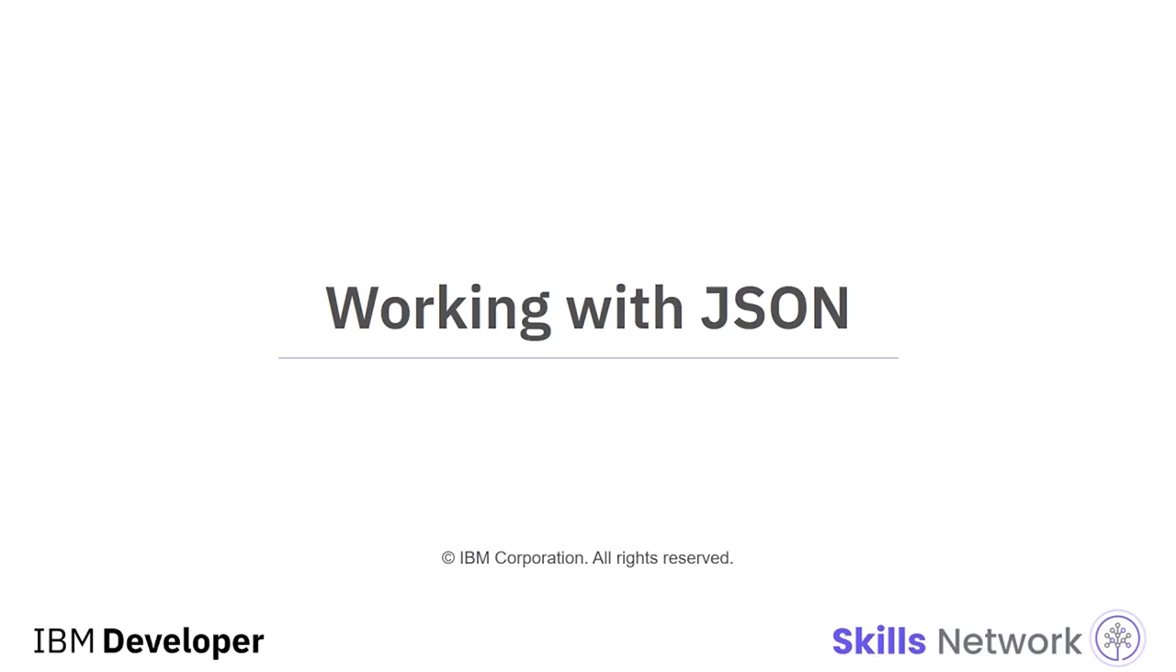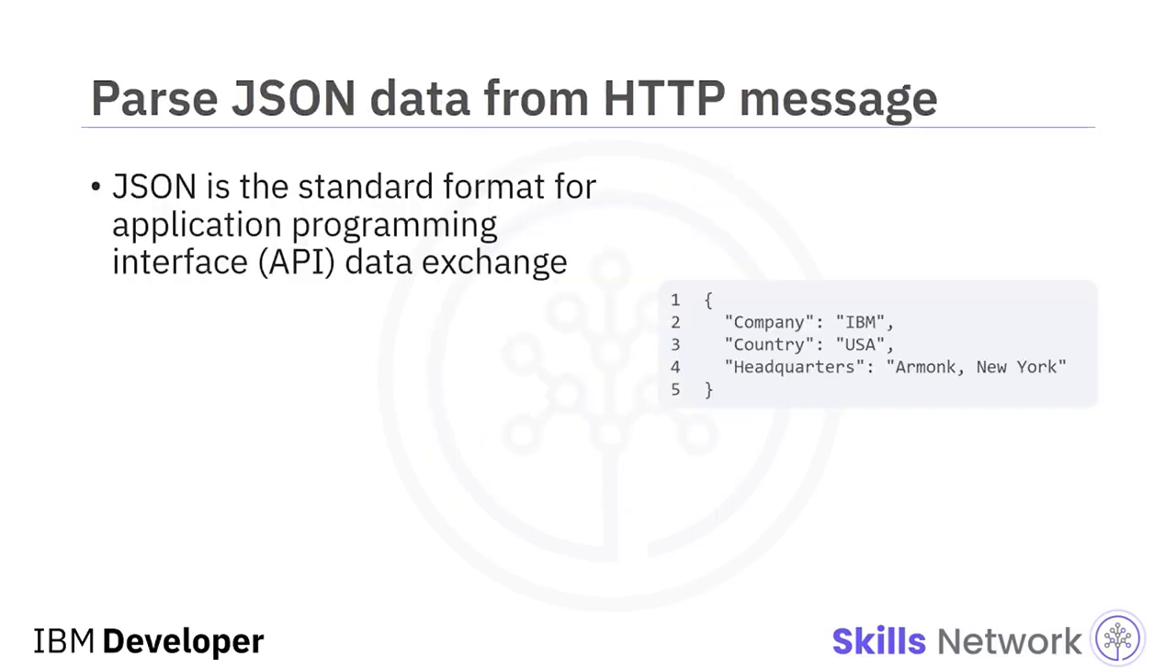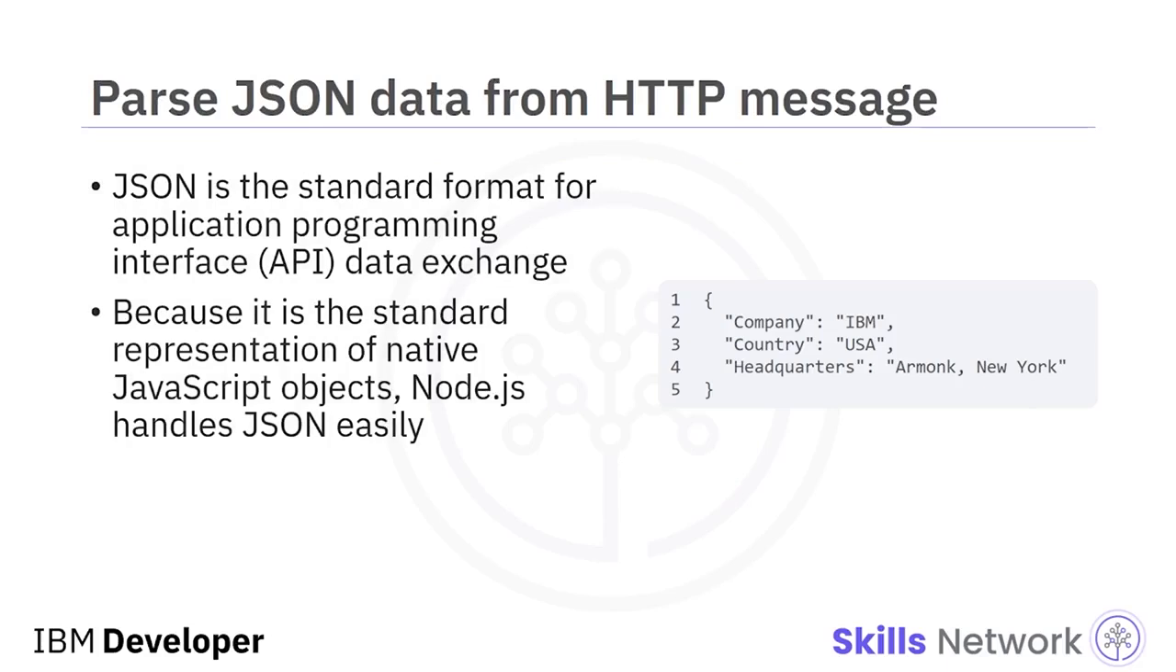Welcome to Working with JSON. After watching this video, you should be able to parse JavaScript Object Notation, otherwise known as JSON, data from a Hypertext Transfer Protocol, or HTTP message. JSON is the standard format for Application Programming Interface, API Data Exchange. It is the standard representation of native JavaScript objects, and Node.js handles it easily.